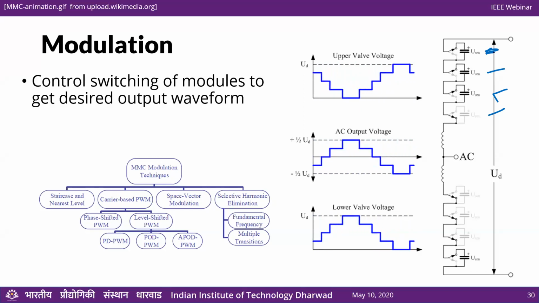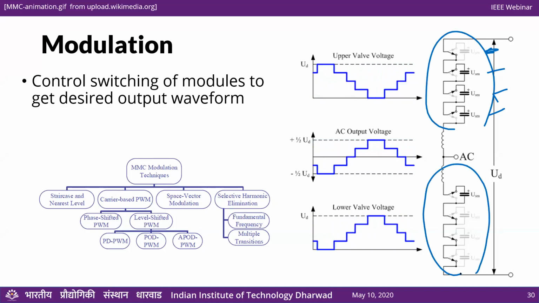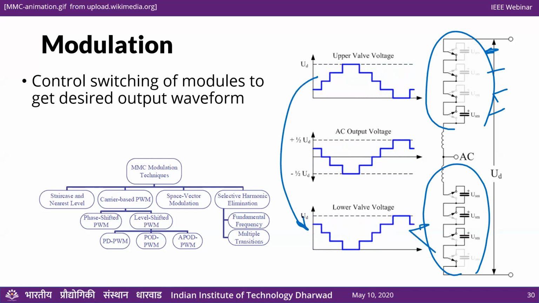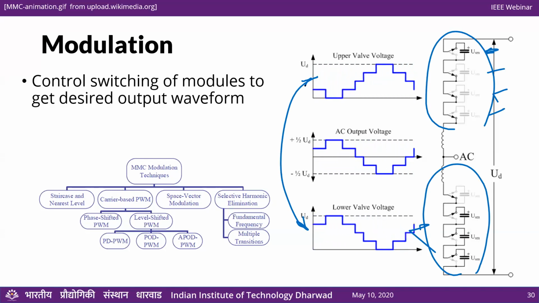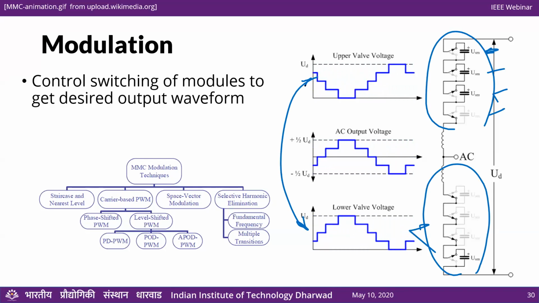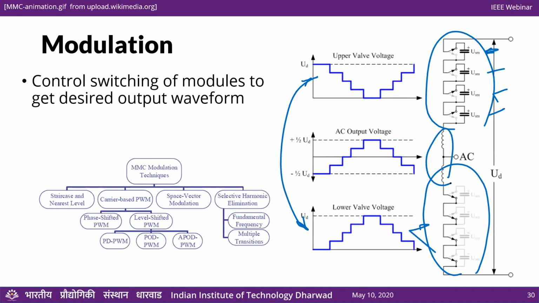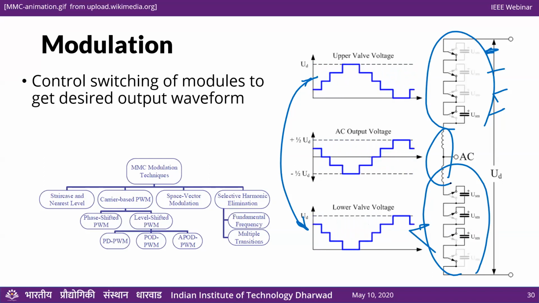And this is the upper arm voltage. This is the lower arm voltage here, and you can see that they are in 180-degree phase opposition, and that results in an AC voltage that looks like this. Now, of course, there's some hand waving here, because this doesn't take into account any filtering effect of these inductors, but you get the idea.